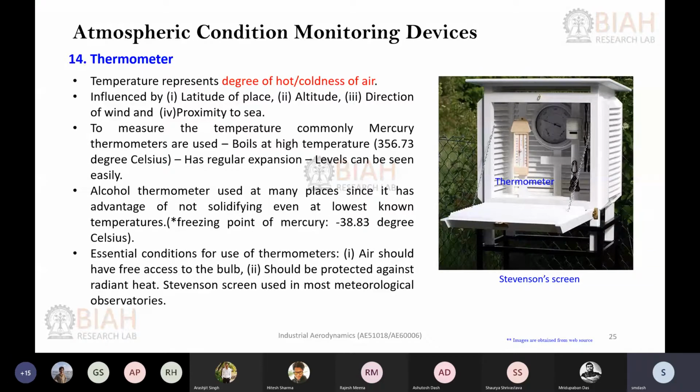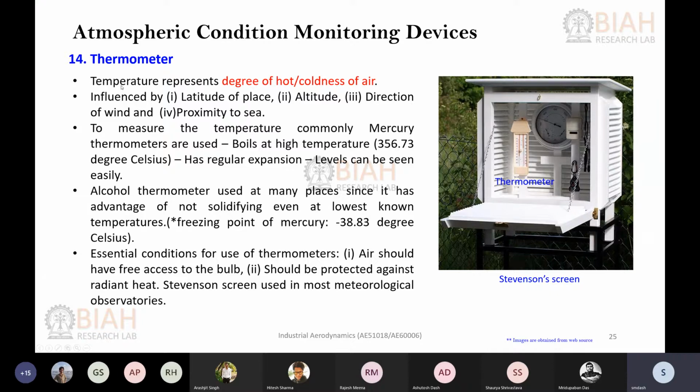Mercury is used because its boiling temperature is quite high, so it doesn't start to evaporate. Sometimes alcohol is used because its freezing point is quite low. So if you are measuring in the negative direction, -10, -20 degrees Celsius, you can use alcohol. These two are standard fluids typically used in atmospheric measurement.